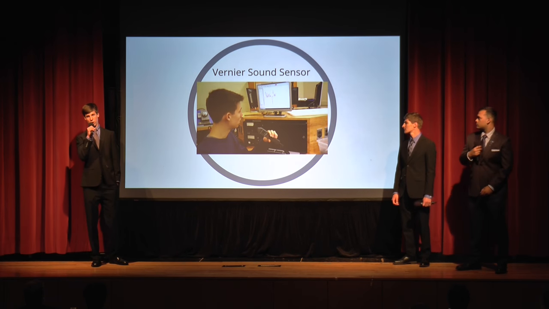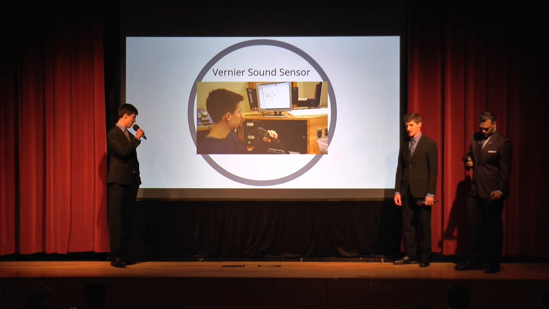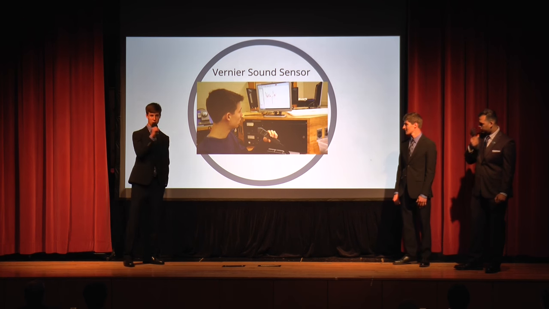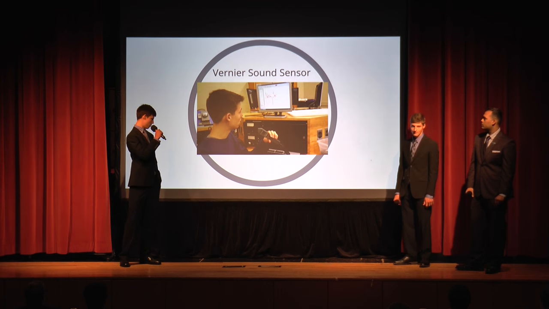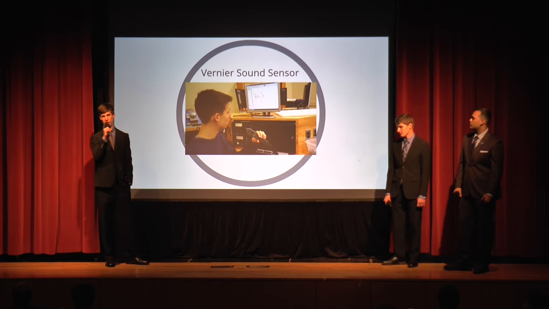So the North Penn Educational Foundation gave our program a grant, which we used to purchase many pieces of equipment, one of them being these Vernier sound sensors that we used in the impedance tube. The Vernier sound sensors can be used to precisely get a decibel reading of sound down to the tenth of a decibel.